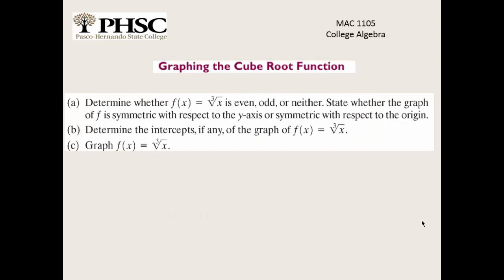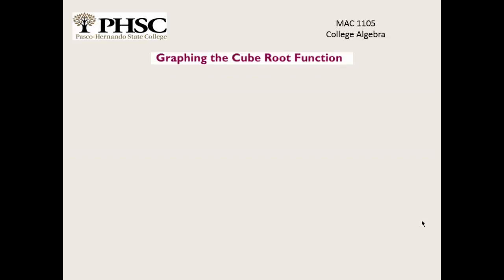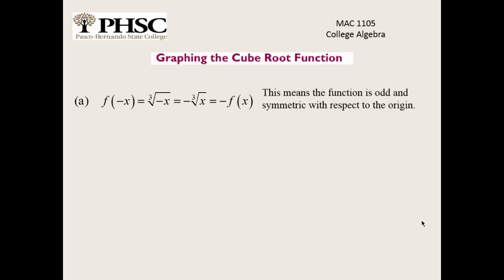So let's talk about graphing the cube root function. The first thing is we're going to determine whether it's even, odd, or neither. And then we're going to state whether the graph of f is symmetric with respect to the y-axis or with respect to the origin. Then we're going to determine the intercepts, if any, and then we're going to go ahead and graph the cube root function. So the first thing is that we see that the function is actually odd.